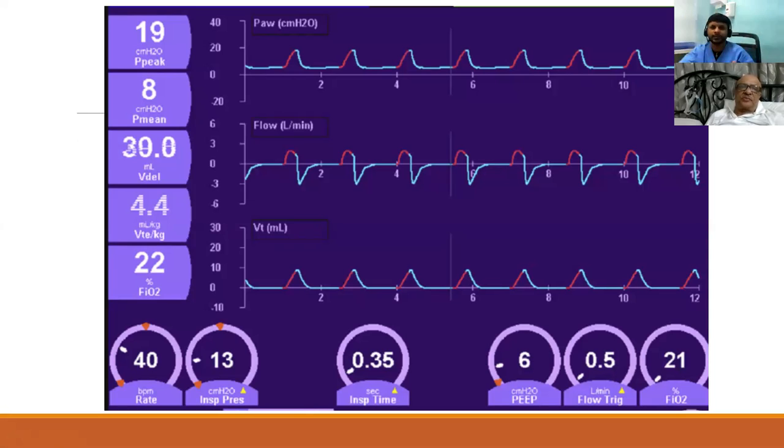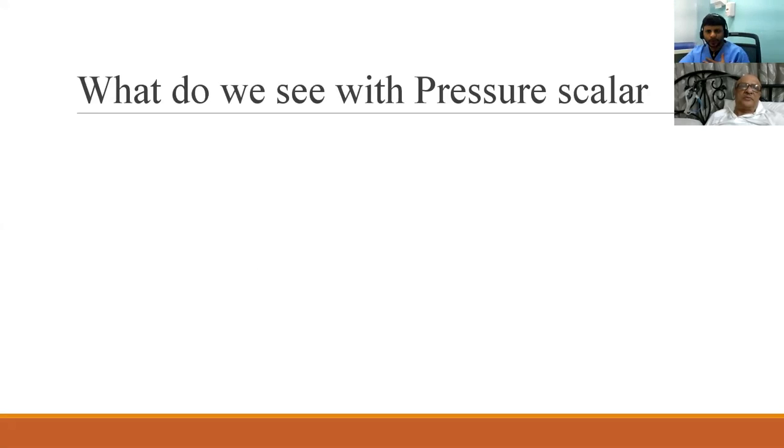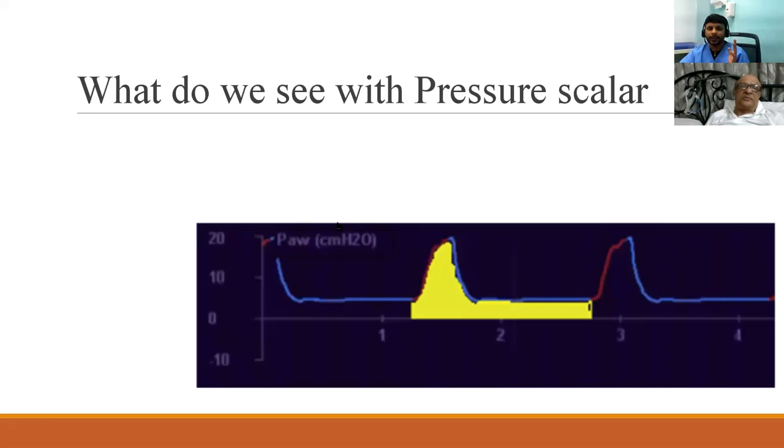If you have an attached bigger screen for any of the ventilators, you can see all of these parameters. So the upper thing is the pressure, the middle thing is the flow, and the lower thing is the tidal volume that you're seeing here. The first scalar that I'm going to talk about is the pressure time scalar. So what do we do when we look at a pressure time scalar? The pressure time scalar, like I said, is also called a MAP loop. It talks about the complete mean airway pressure that we are giving to the baby. You can see the y-axis is the pressure, and the x-axis, like I said, is the time frame within which the breathing is happening.